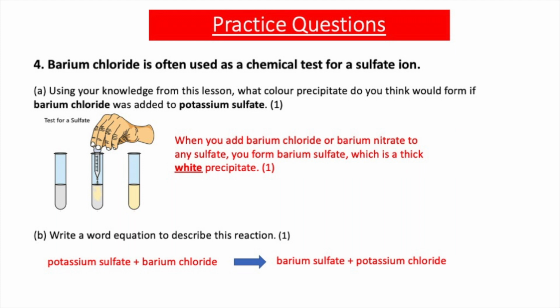Question 4 says that barium chloride is often used as a chemical test for a sulfate, and part A is asking you to use your knowledge from this lesson to say what colour precipitate you think you would form if barium chloride was added to potassium sulfate. Well, the test for a sulfate is to add barium chloride, and if a sulfate is present, you would get a white precipitate. So if you said white precipitate, there's 1 mark. And then you're asked to write a word equation. Potassium sulfate plus barium chloride would produce barium sulfate and potassium chloride. There's 1 mark for that.